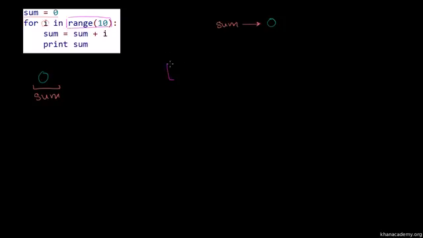So it will generate a list 0, 1, 2, 3, 4, 5, 6, 7, 8, and 9, up to but not including 10. This is 10 elements right over here. And then we go into the for loop.